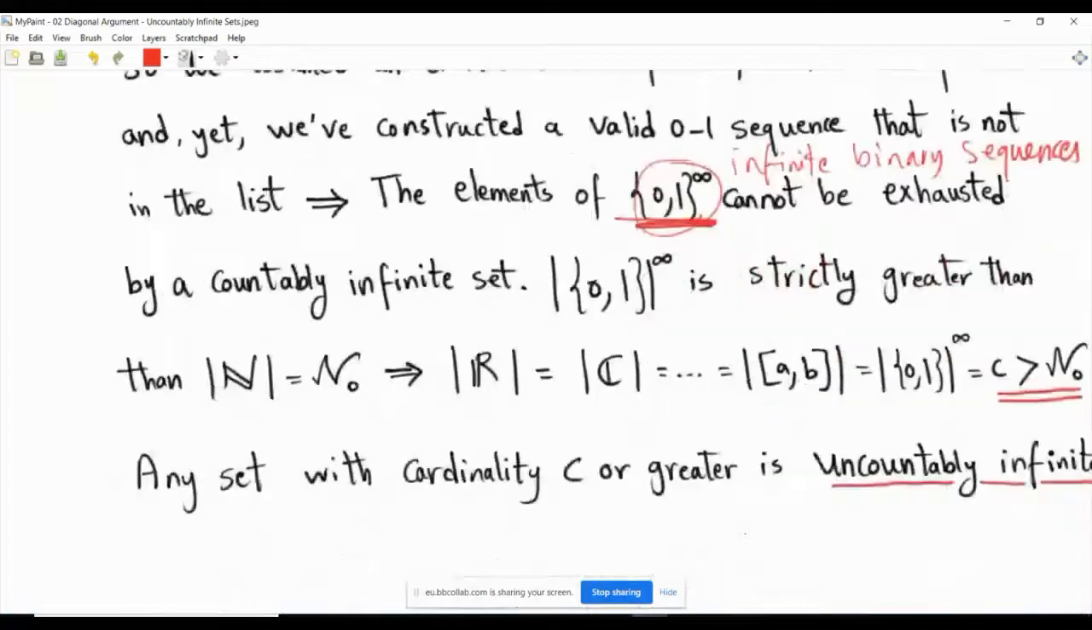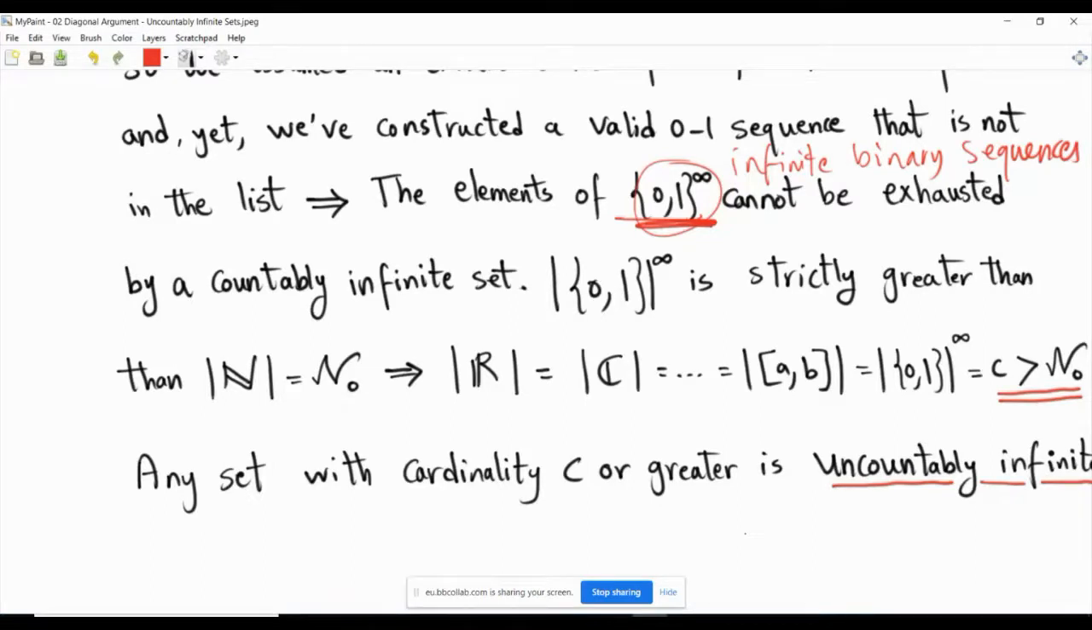So this establishes that infinity is not just one thing. There is the infinity Aleph node, which is the cardinality of sets like natural numbers, integers, rational numbers, algebraic numbers, and so many other sets. All of those can be put into one-to-one correspondence with one another, and all of those have the cardinality Aleph node, and we call them countably infinite sets.